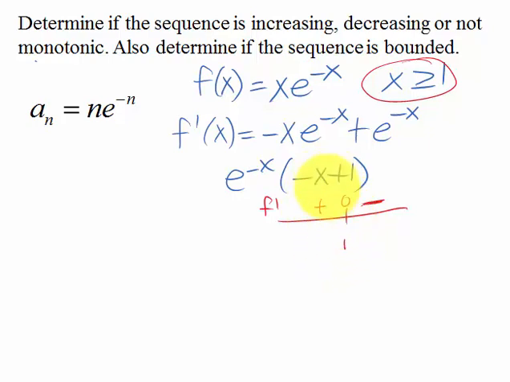And so this 1 is where the function is at a maximum, and that's actually where our sequence starts. So it's going to be decreasing from there. So this is a decreasing function.